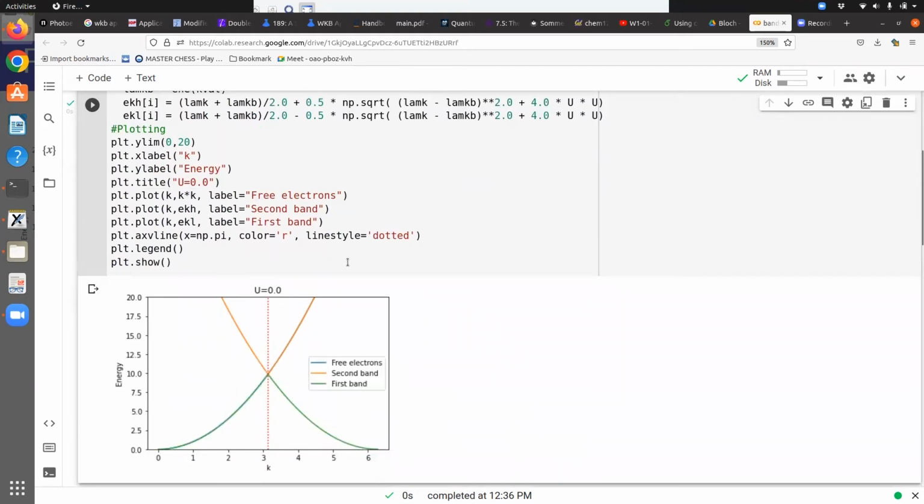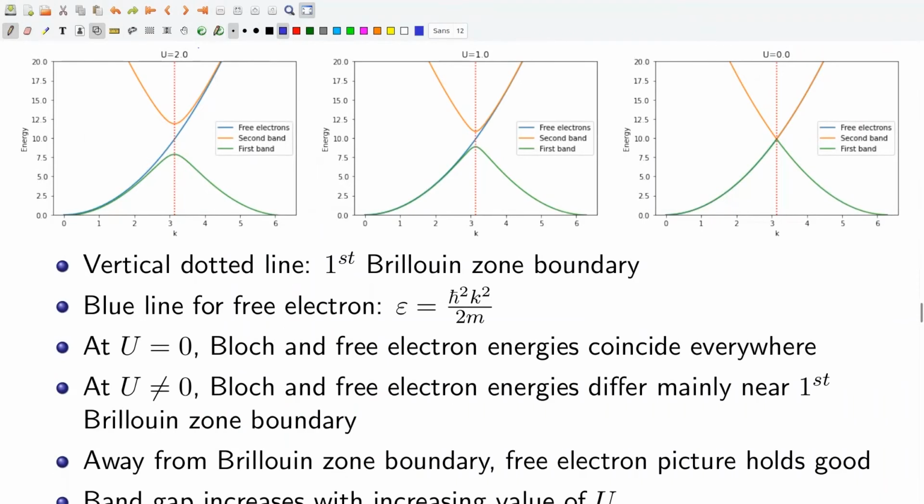This is how the plot looks for u equal to 0. We compare three cases, u equal to 2, u equal to 1 and u equal to 0. Clearly for u equal to 0, Bloch and free electron energies coincide everywhere as expected.